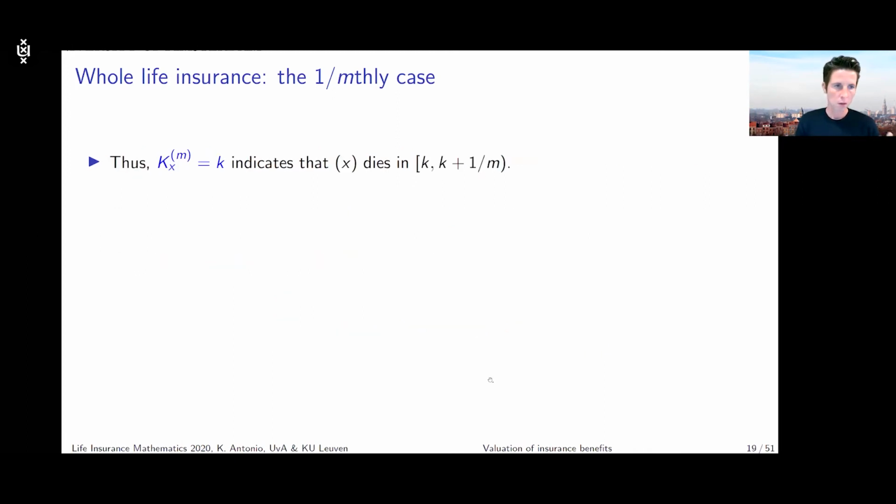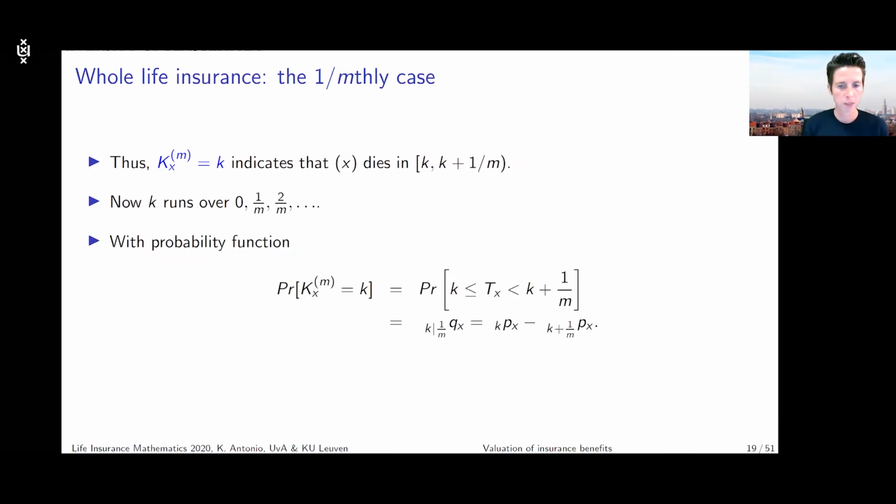So if K_x^(m) is equal to k, that means that my individual dies between k and k plus 1/m, because 1/m is now the length of the intervals in my time grid. And then you just have to be careful. The k is now, of course, not running over the integers. It is running over the values 0, 1/m, 2/m, 3/m, etc. So the k runs over all these points in my time grid.